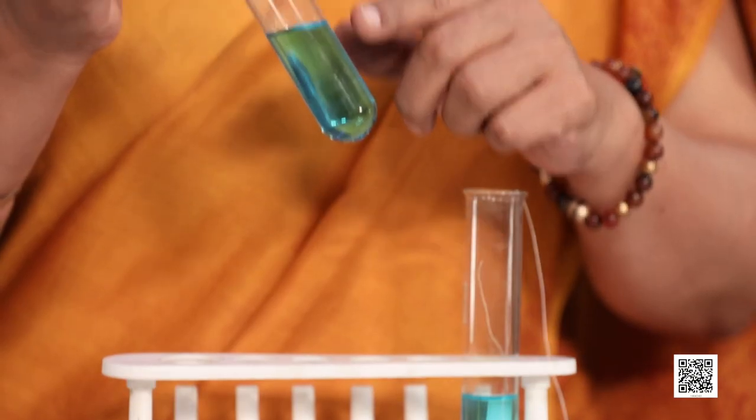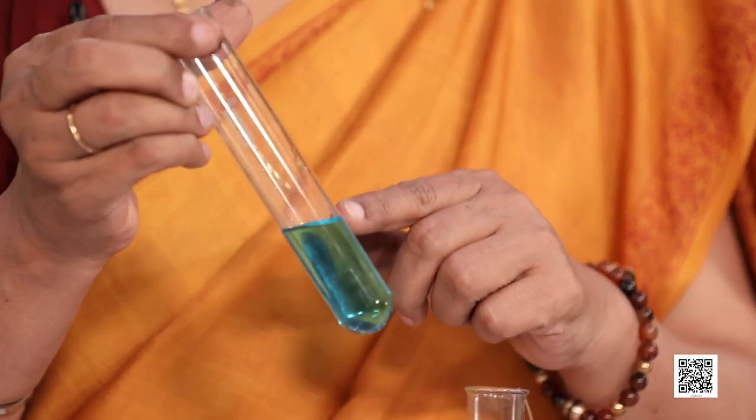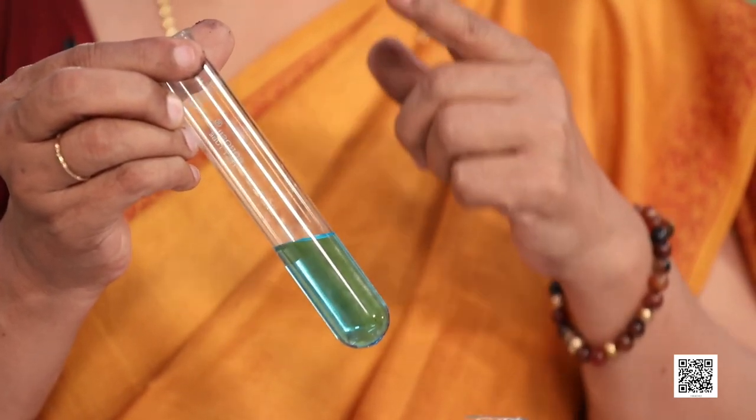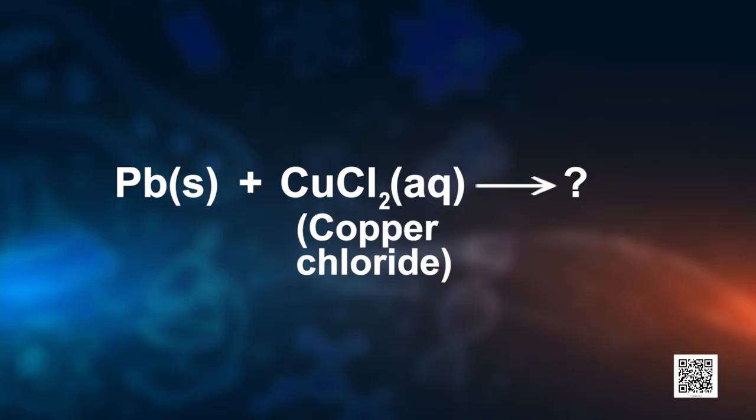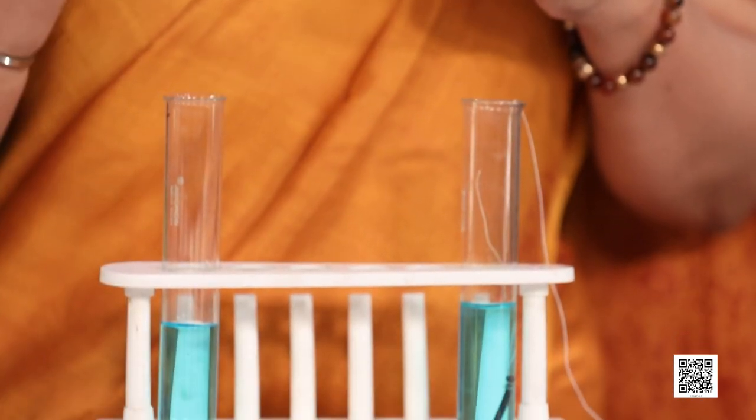Now I have another interesting task for you. Put on your thinking caps and tell me, what would happen if instead of this copper sulfate solution, you take copper chloride solution and add lead metal in it? Will lead metal displace copper from copper chloride solution? Well, I'm sure you'll be able to give the answer. Explore a little, perform it yourself, because learning by doing is what is necessary, because this is the way you will become lifelong learners. We just saw how a metal displaces metal ion from its aqueous solution.